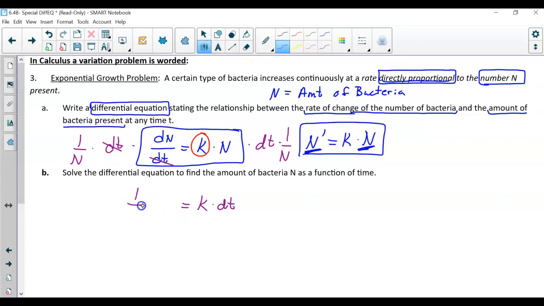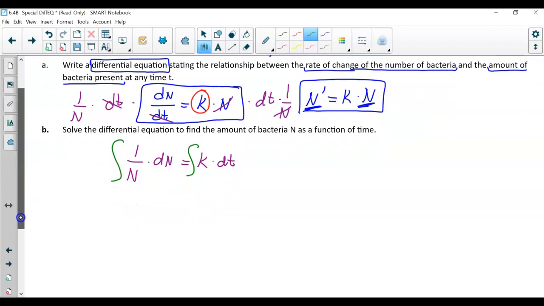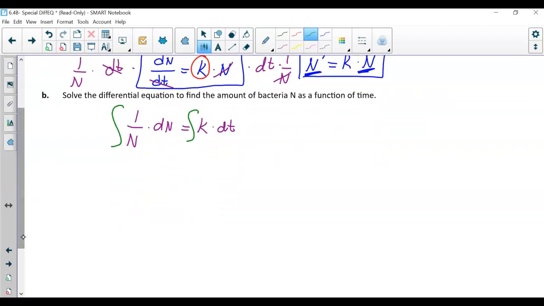I get my 1 over n dn equals k dt, because this is going to cancel, and I have separated my variables. After my variables are separated, what do I want to do? I want to integrate, okay? Right now is where we are showing our calculus through our separate and integrate. Well, what's this going to give me? This is going to give me the ln, absolute value n, equals some k, antiderivative of a constant is a linear term, plus a constant of integration.